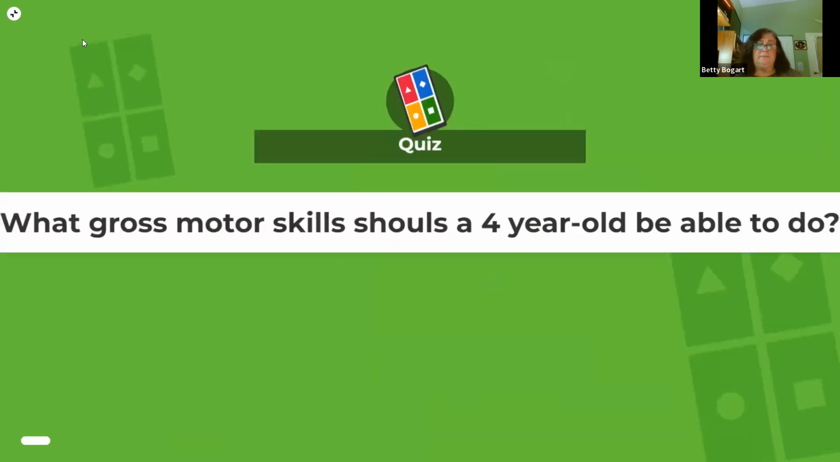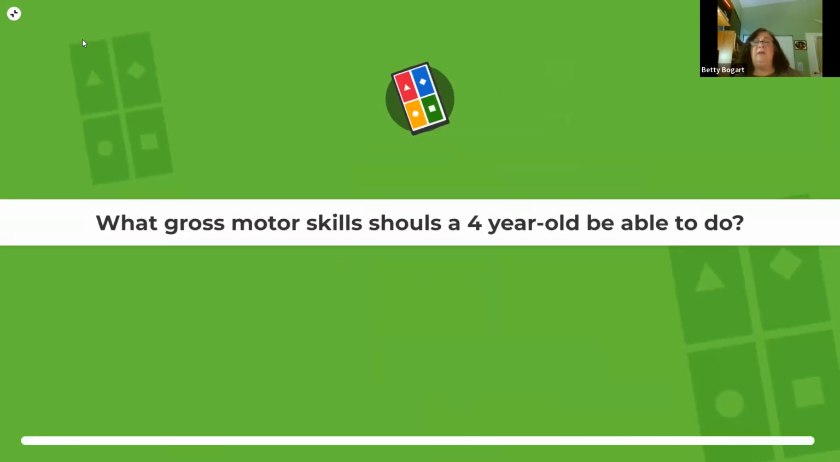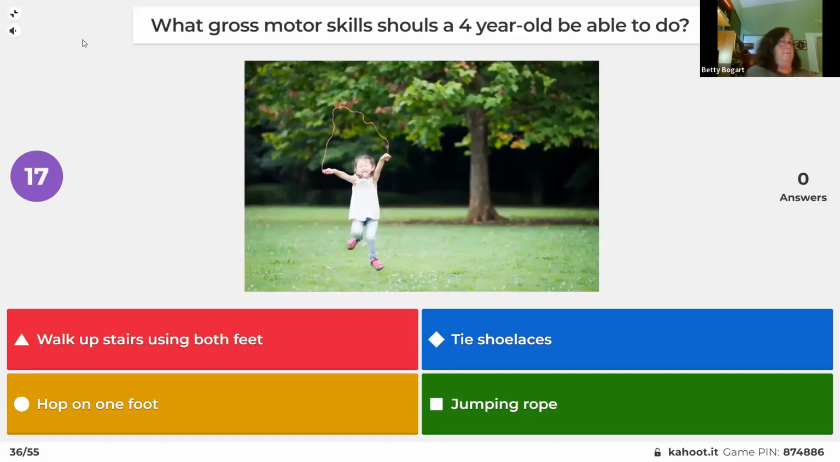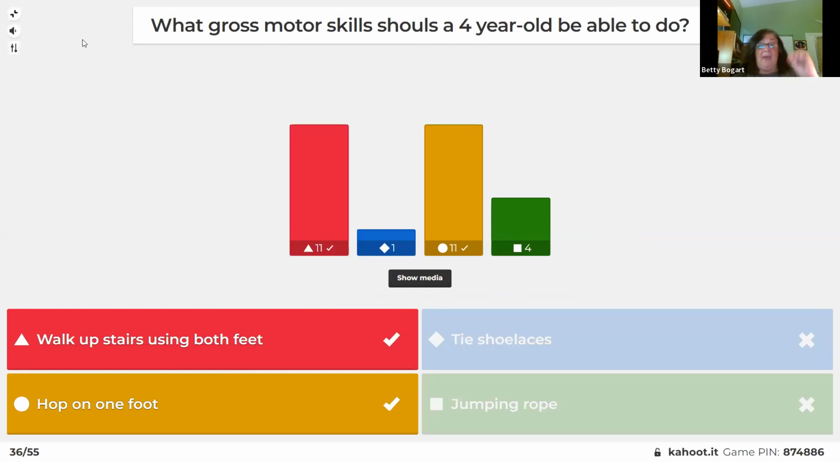A multi-select. What gross motor skills should a 4-year-old be able to do? So we went to fine, now we're going to gross. So at age 4, they should be able to walk upstairs 1 foot after the other, okay? Because initially it's just 1 foot, 1 foot, 1 foot, and they should be able to hop on 1 foot. Jumping rope is age 6, and I believe the shoes are 5.